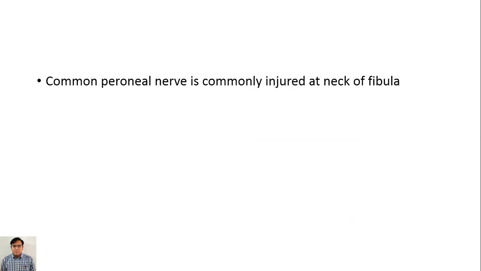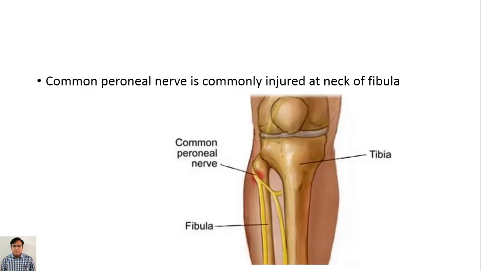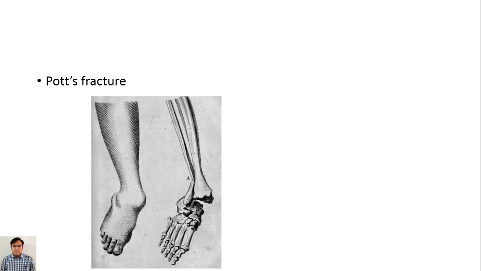The common peroneal nerve is commonly injured at the neck of fibula because here, as shown in this photograph, the common peroneal nerve is in contact with the bone. So any injury on the upper lateral aspect of the leg results in injury of the common peroneal nerve, which leads to foot drop.